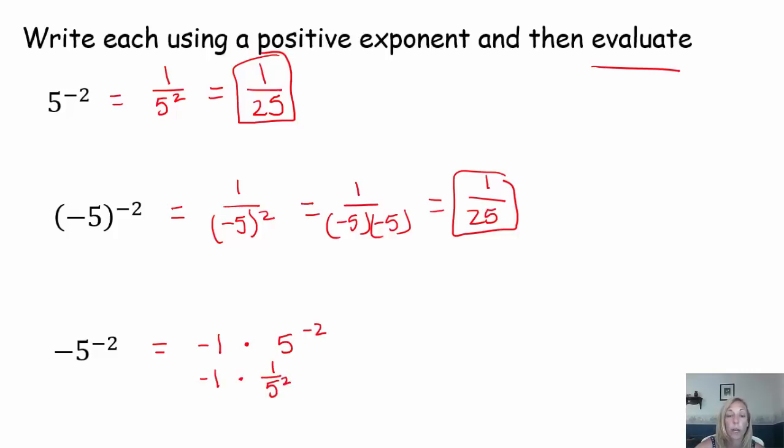Now if I multiply straight across, I realize that anything times 1 is itself. And a negative times a positive is a negative. So my answer becomes negative 1 over 5 to the second. And because it says to evaluate, I know that 5 to the second is 25. So this is negative 1 over 25. Hopefully you got those right.